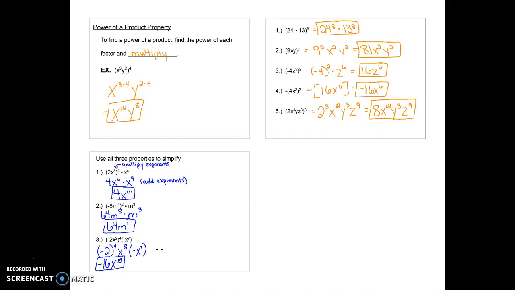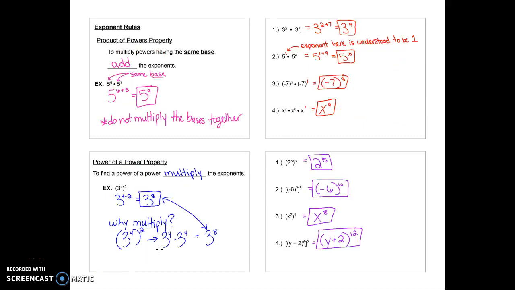Again, this is your concept number 3. It is the beginning of exponent rules.